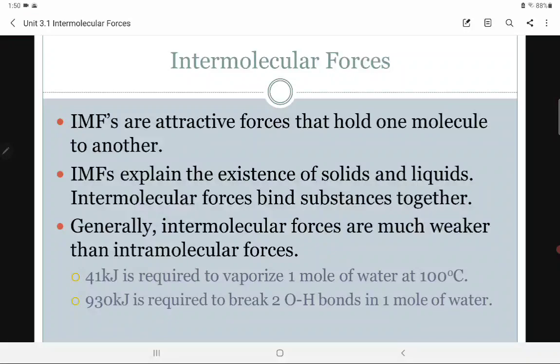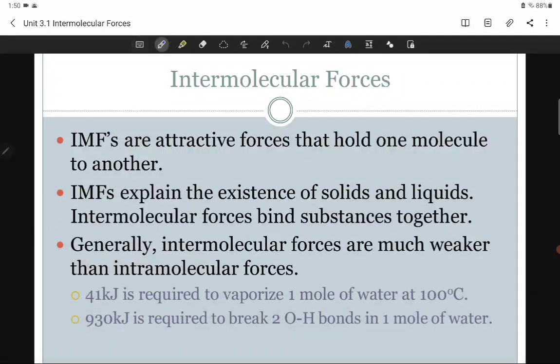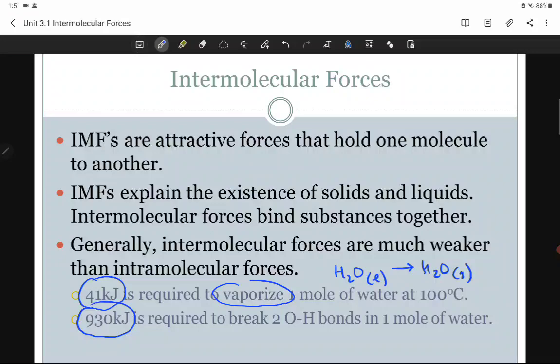Okay, to give you a context about intermolecular forces, if you wanted to vaporize H2O, making H2O liquid go to H2O gas, well, it's still H2O. You're not breaking any bonds inside the molecule. All you're doing is breaking bonds that attract one water molecule from another water molecule. And it takes energy to do that. It takes 41 kilojoules to get 1 mole of water to go from a liquid to a gas. But it takes 930 kilojoules, tremendously more energy, to be able to break the bonds inside of a water molecule.